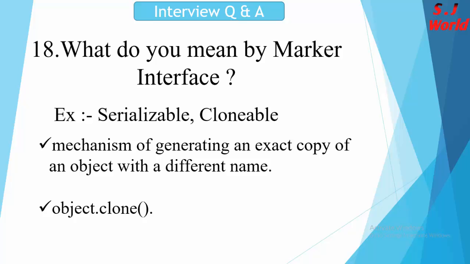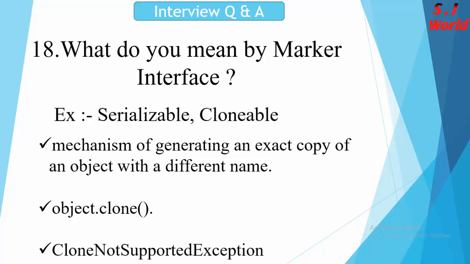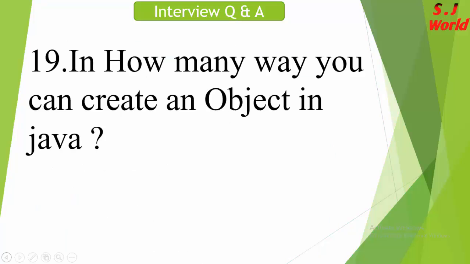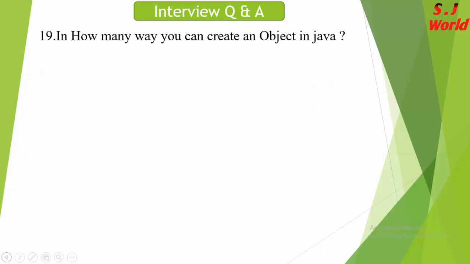And our next question is, in how many ways can you create an object in Java? I'm getting this question in a lot of interviews. They ask in how many ways we can instantiate our classes or create an object in Java. So you just have to tell about 3-4 things. Some we already know, which we always use, right? Like using the new keyword. First of all, you will see using the new keyword.